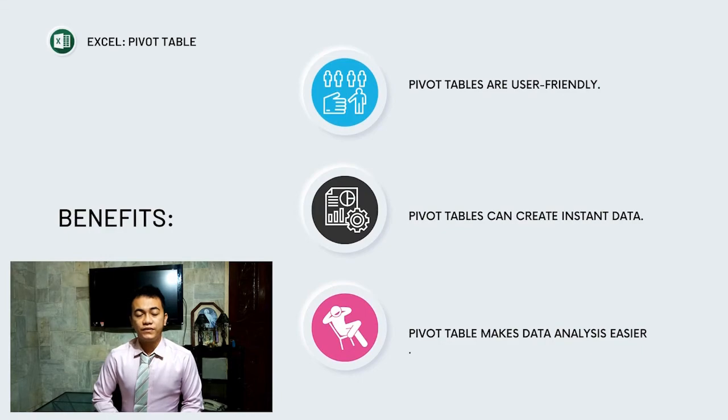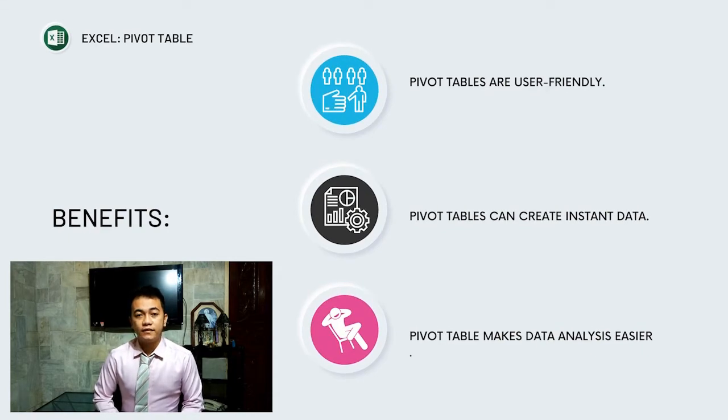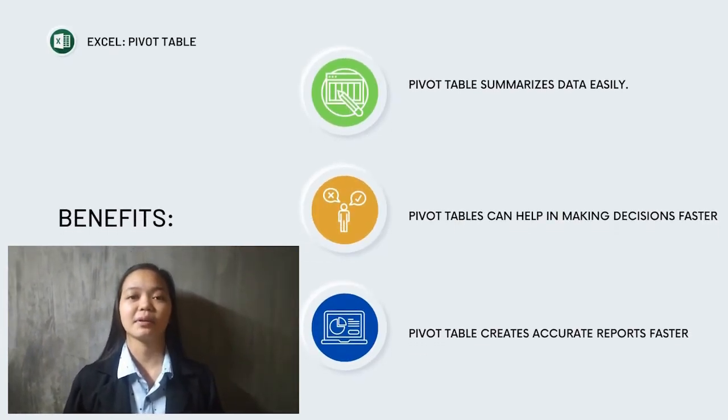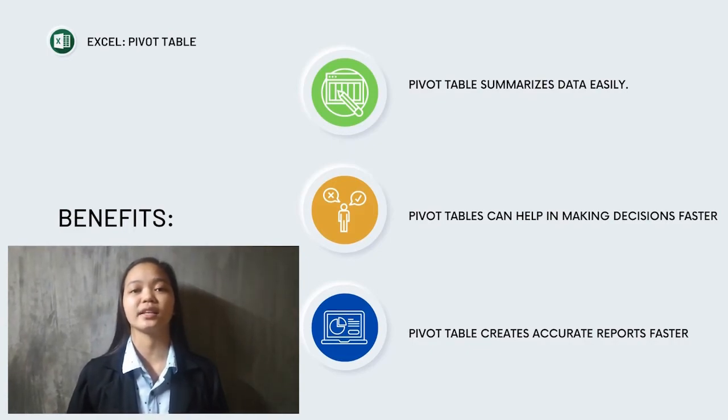First, the pivot table is user-friendly. That means that it's easier for everyone to use it. Second, by dragging all the columns to different sections of the table, in summarizing the collected data, pivot tables can create the data in an instant way. And also, the pivot table can make data analysis easier. Pivot table summarizes data easily. It can summarize large quantities of information into a lesser space.